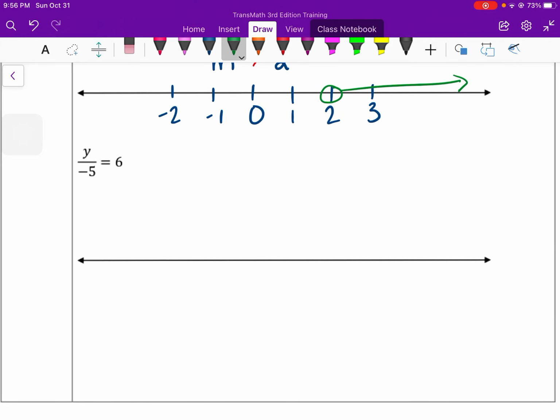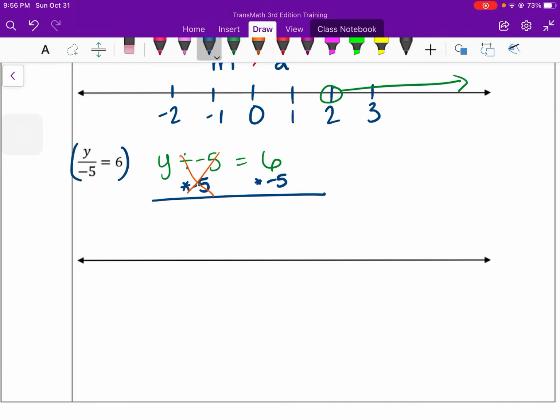Okay, this one, remember that a fraction bar means division. This is y divided by negative 5. I could rewrite this as y divided by negative 5 equals 6. So the inverse of dividing by negative 5 is going to be multiply by negative 5. And then whatever we do on the left, we have to do on the right. We're going to multiply by negative 5. Dividing by negative 5 and multiplying by negative 5 cancels that.